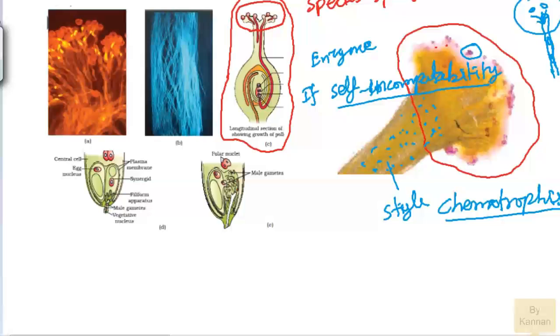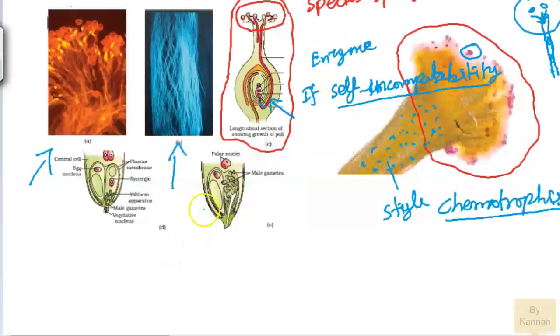Here in this figure you can see the tube cell continuously growing until it reaches the embryo sac. After it reaches the embryo sac, the generative cells, that means the male gametes, follow the path and try to enter the embryo sac. Here you can see another microscopic image of how the tube cells grow inside the styles. Clear, guys? Okay.